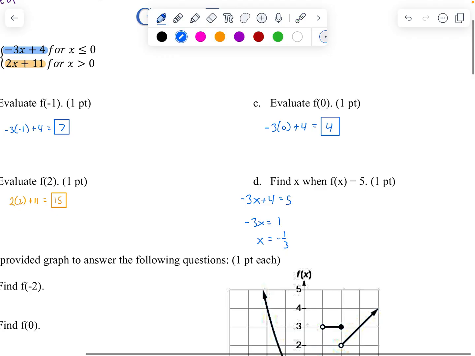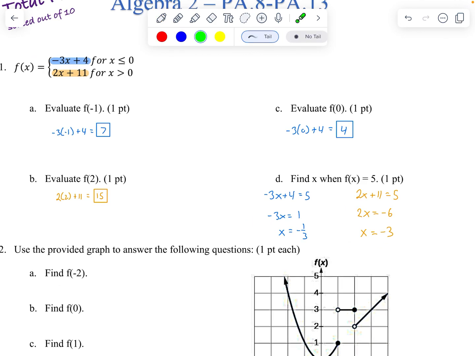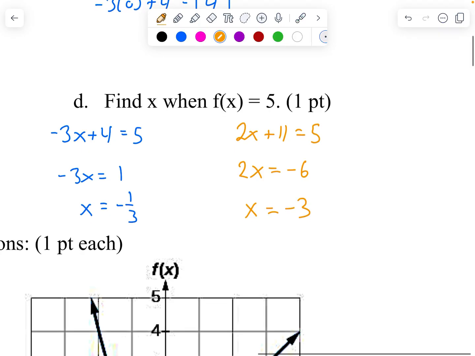Now the orange one's going to end up not working, so you can see what happens when it doesn't work. So we set the orange piece equal to -5 also. Subtract 11, divide by 2, and you get x equals -3. But this is a point on the orange piece, -3, -5. If this line went on forever in both directions, it would work. But we're only graphing this line starting with x values that are greater than 0. Our x value is not greater than 0, so we can't include this answer.